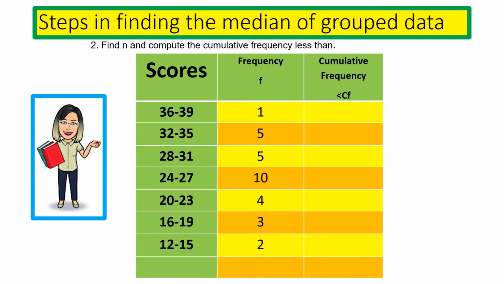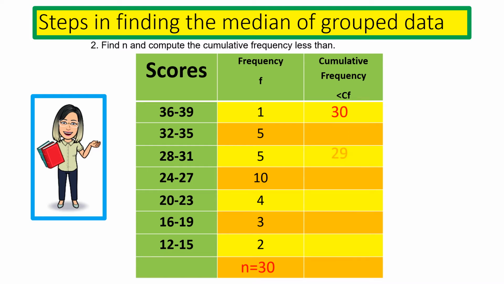We are in step 2. We need to find N and compute the cumulative frequency less than. How do we find N? N is the total number of frequencies. So N is 30. Since N is 30, we'll start with 30.